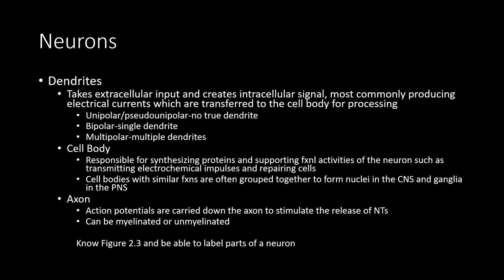And then the axon is what transmits that signal from the cell body out to its destination. Action potentials are carried down the axon to stimulate the release of neurotransmitters. Axons can be myelinated or unmyelinated. Signals that are traveling on a myelinated axon are going to travel faster than signals that are traveling on an unmyelinated axon. So that figure that I said to be familiar with is figure 2-3 in your book, and be able to label the parts of a neuron.